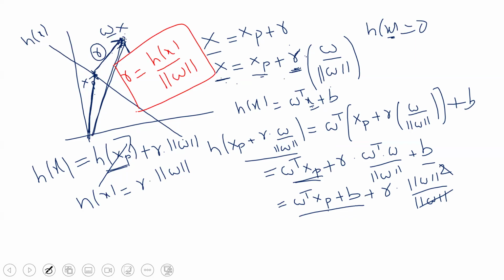This is interesting. So what is r? Substitute the value of that point in the h of x equation and divide that by the norm of the weight vector, and you will get the distance. So you came up with two conclusions. w is perpendicular to the hyperplane, and the distance from a given point to the hyperplane is h of x by modulus of w. These two are interesting things.